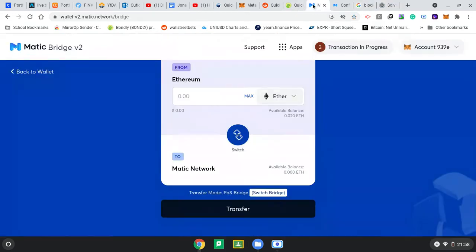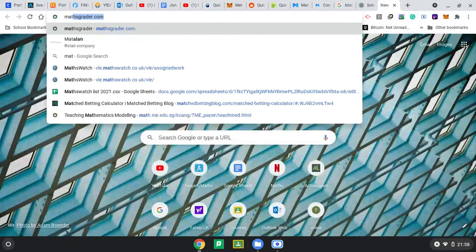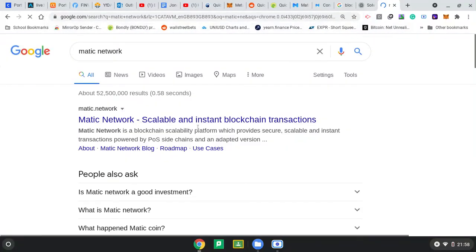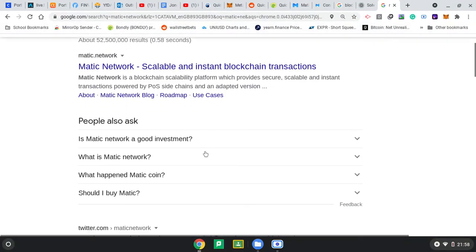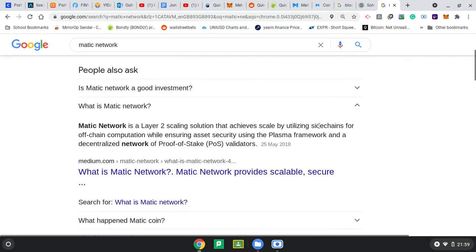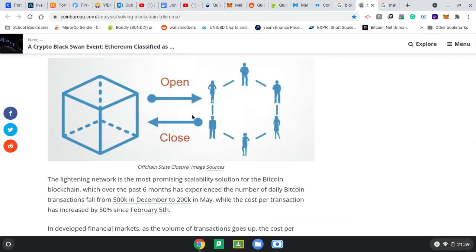And that is why Matic, which was also known as Matic Network, that's its old name, has come to do this. What is Matic Network? Matic Network is a layer two scaling solution that achieves scale by utilizing side chains for off-chain computation while ensuring asset security using the Plasma framework.